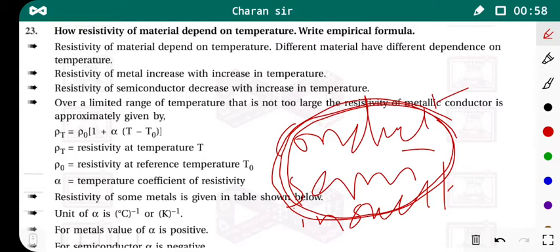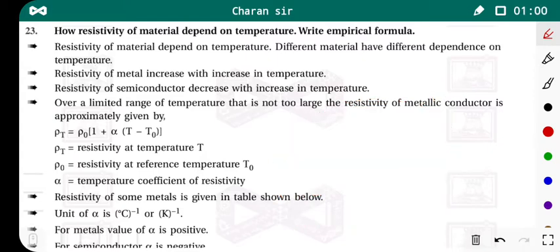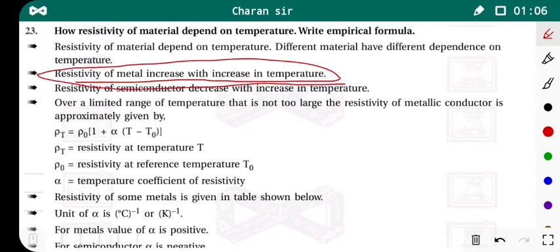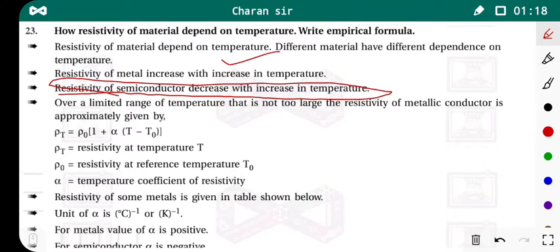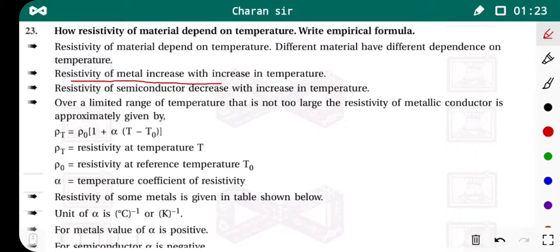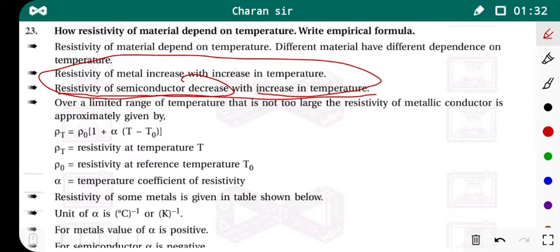First of all, remember this: the resistivity of a metal increases with an increase in temperature. This we will discuss later in detail. Second, the resistivity of a semiconductor decreases with an increase in temperature. This is exactly opposite to metals. Once again I repeat, the resistivity of metals increases with increase in temperature, and the resistivity of a semiconductor decreases with increase in temperature. This one we discuss later.